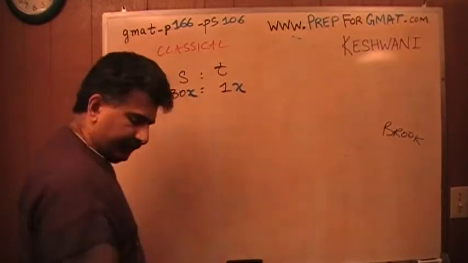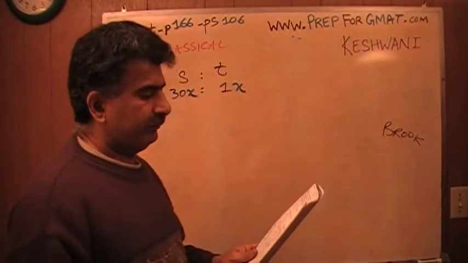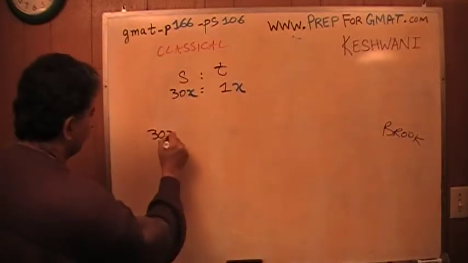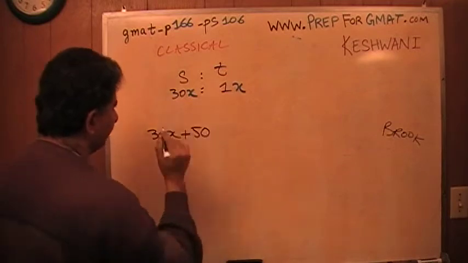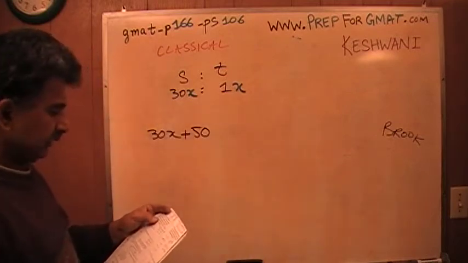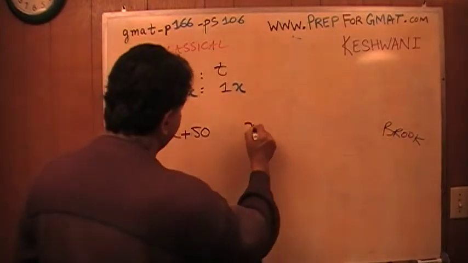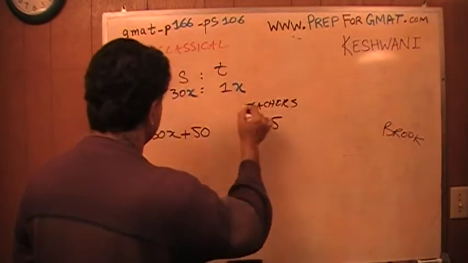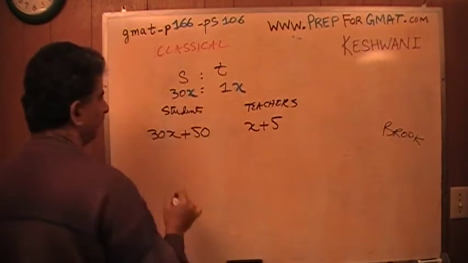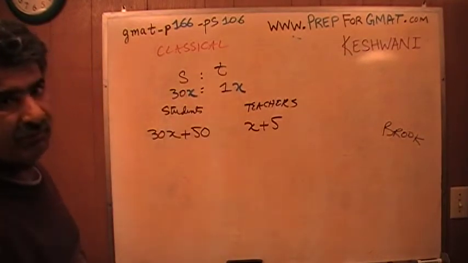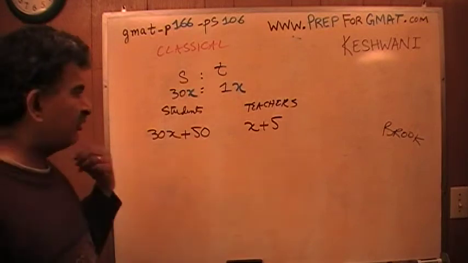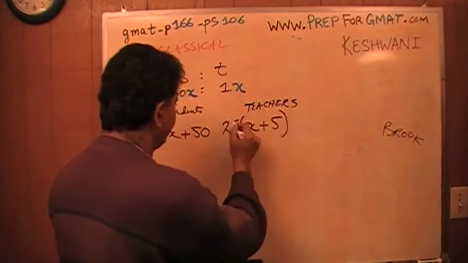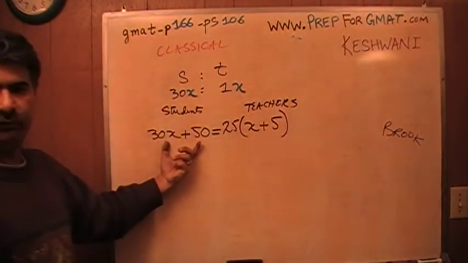Then I'm told that if the student enrollment were to increase by 50, so student enrollment, which is 30 times X that we started out with, if that were to increase by 50, and the number of teachers were to increase by 5, I started out with X, if this were to increase by 5, which is our teachers here, and our students, then I'm told that the new ratio is going to be 25 to 1. If the new ratio is 25 to 1, then if I take 25 times this amount, it has to equal the number of students.